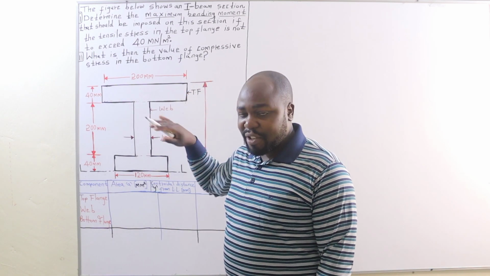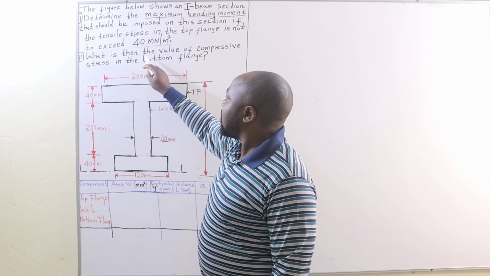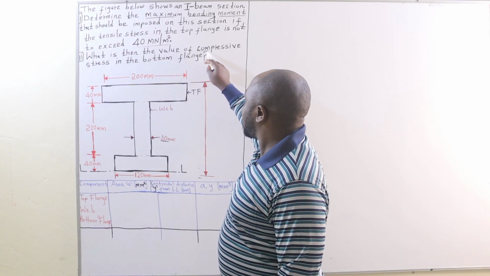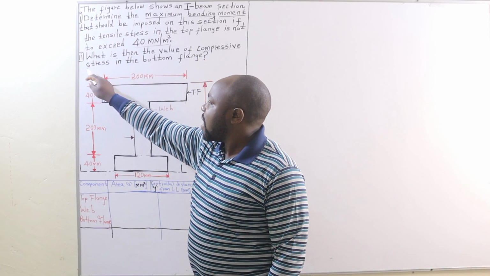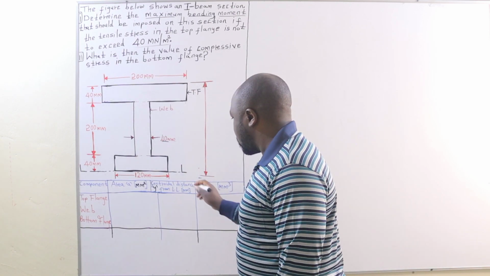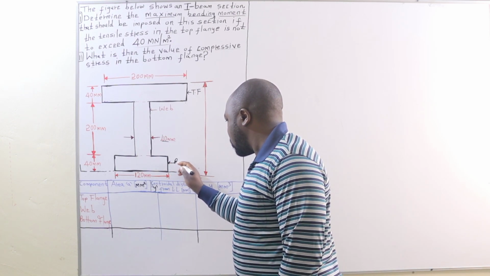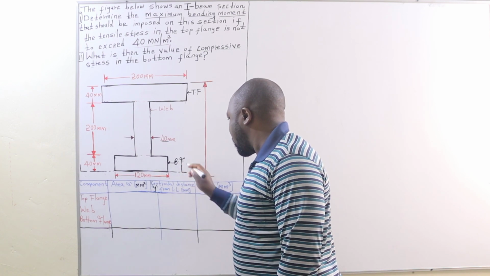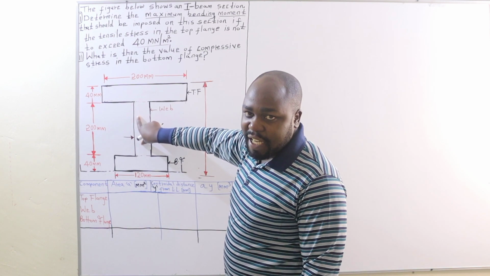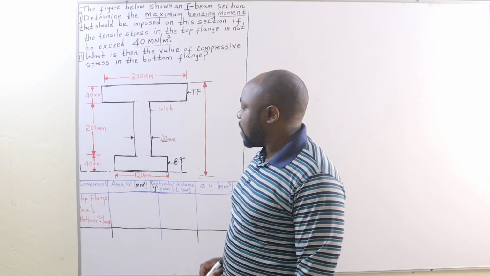The second part of the question: what is then the value of the compressive stress in the bottom flange? The bottom flange is this lower section. We call it the bottom flange. Now the middle section, we call it the web.